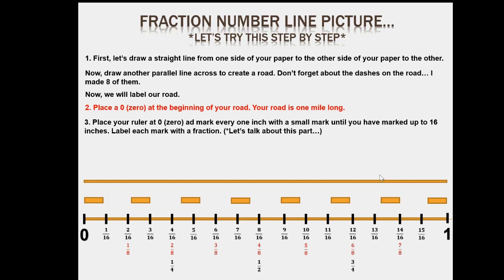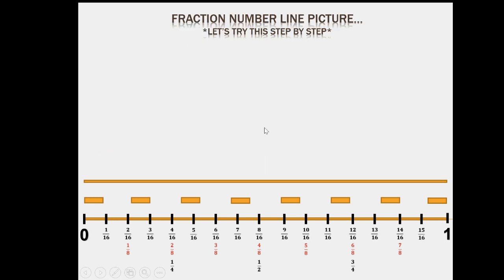So now we're going to go to the next set of instructions. It says at the 16-inch mark, label 1 for a whole. And you can also label that as 16 over 16 and 8 over 8. And guys, don't forget that whenever you have a fraction in which the denominator is the same as the numerator, that always equals 1, whether it's 16 over 16, 8 over 8, 4 over 4, etcetera. So let's go to the next step.